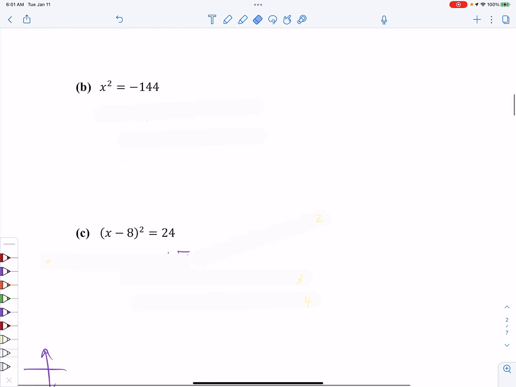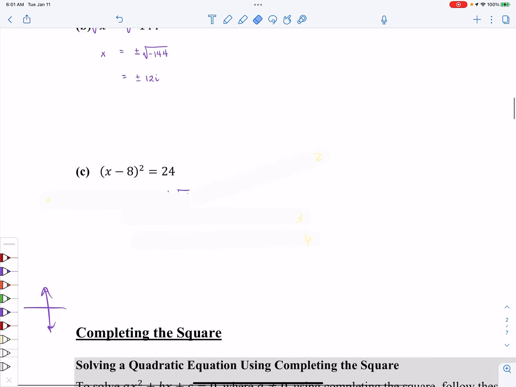When we go to part B, we take the square root of both sides. Don't forget your pos neg. The square root of a negative we know is i, and the square root of 144 is going to be 12. So we have a positive or negative 12i. x is equal to my solution. I have two solutions here. They're both imaginary solutions, and they're equal to pos or neg 12i.